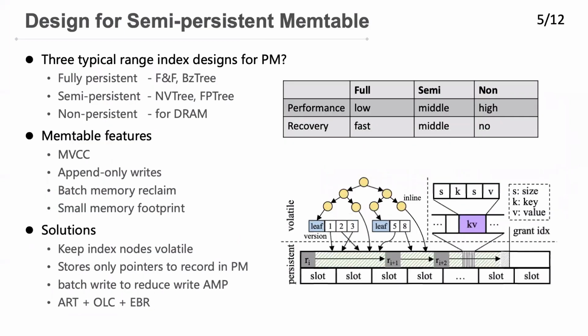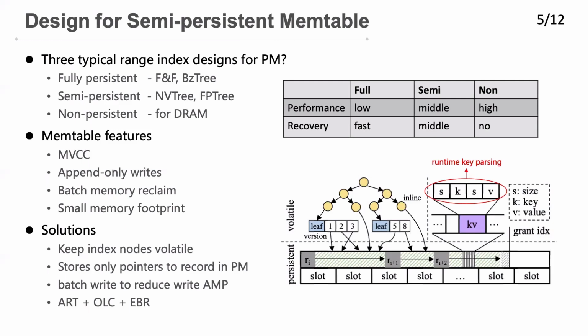In LSM-tree-based storage engine, the majority part of a Memtable is a range index. Currently, there are 3 typical designs for range index in PM: the fully persistent, the semi-persistent, and the non-persistent. These designs show the trade-off between runtime performance and recovery performance. In the LSM-tree, the Memtable normally keeps a small memory footprint to maintain the optimum LSM-tree shape. So we chose the semi-persistent Memtable design to achieve high performance while keeping acceptable recovery time.